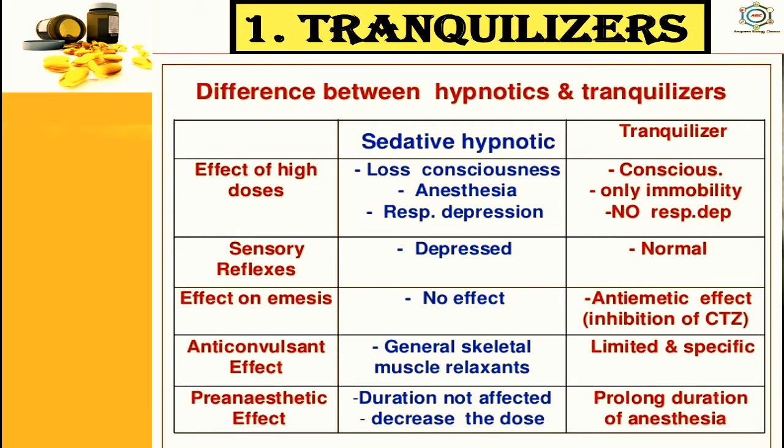Now, here you can see the difference between hypnotics and tranquilizers. Hypnotics and tranquilizers are both groups of psychotropic drugs. So what are the differences? If we talk about the effect of high doses, in the case of sedative hypnotics, there is loss of consciousness, anesthesia and respiratory depression. While in the case of tranquilizers, there is consciousness, only immobility, and no respiratory depression. According to sensory reflexes, in the case of sedatives, they are depressed. In the case of tranquilizers, they are normal.